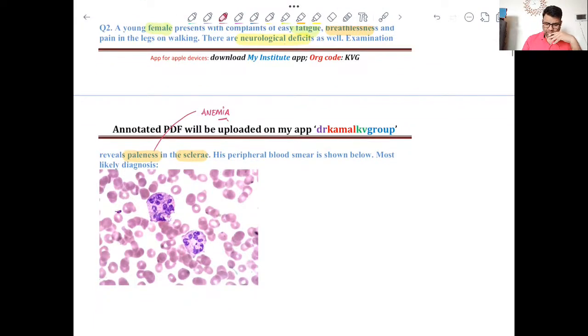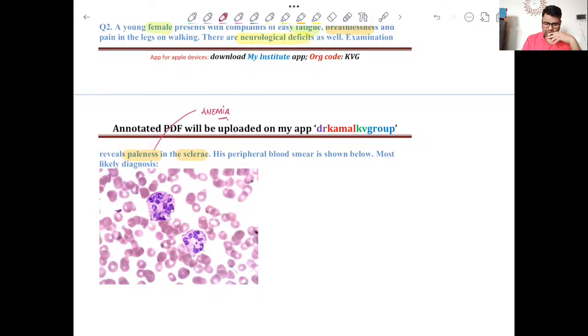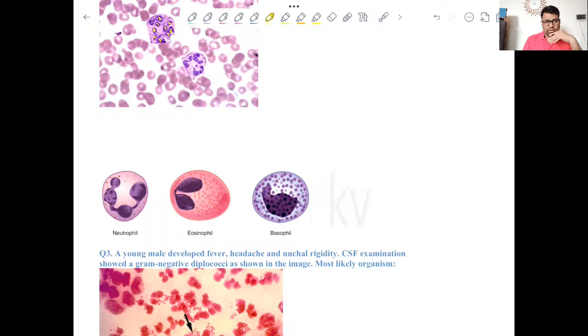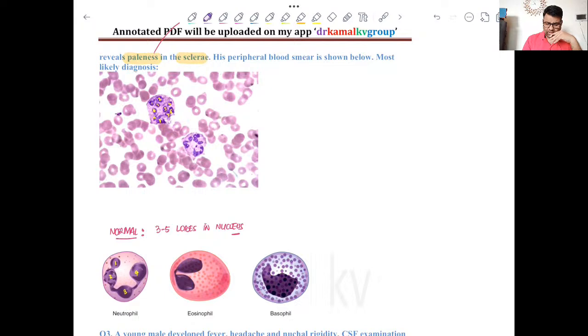And if you look at the smear, you can see neutrophils which have too many lobes, right? If you count here: 1, 2, 3, 4, 5, 6, 7, 8, 9, 10. Normally the neutrophils have a number of lobes which ranges between 3 to 5. So a normal neutrophil has 3 to 5 lobes in the nucleus. Clear? But what we are seeing here is that there are so many lobes in the neutrophil, and this is known as a hypersegmented neutrophil.